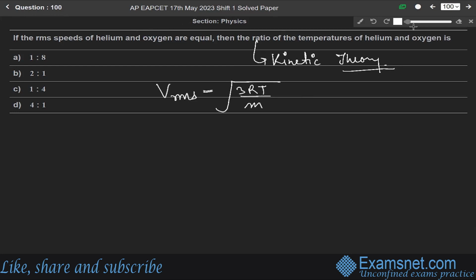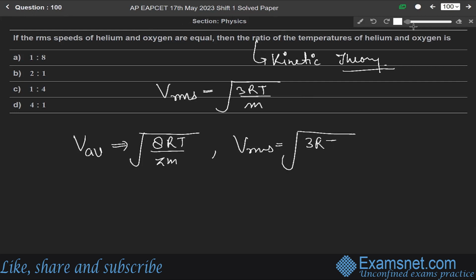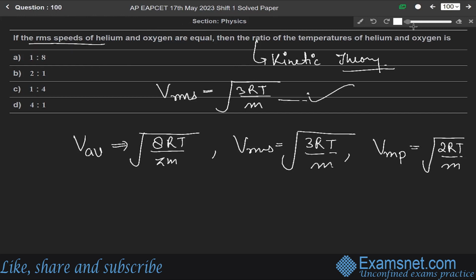See students, we have basically three formulas. The first one is average velocity. For average velocity, we write under root 8RT over piM. For RMS velocity, we write under root 3RT over M. And for most probable velocity, we write under root 2RT over M. So it is asking here about RMS speed. So we will use this formula, VRMS equals under root 3RT over M.